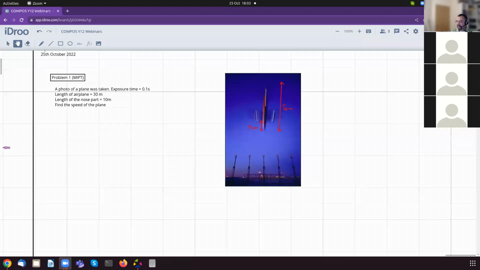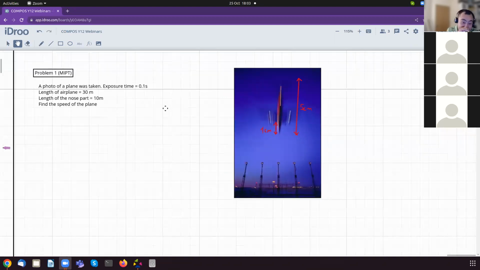I'll share my screen and we'll do some kinematics today. So kinematics, equations of motion. And the first question, it's not very difficult, but it's quite fun. I found it quite fun anyways. So we have a photograph of a plane and it's smudged. And it's smudged because the plane is moving.